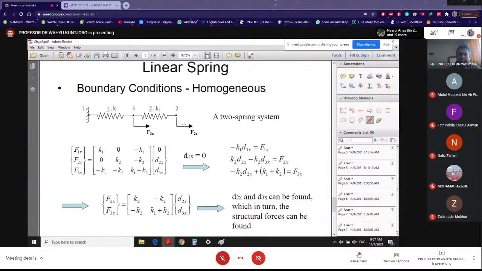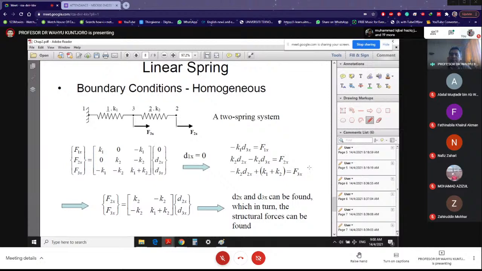Now, d2x, which is over here, and d3x, which is over here, we don't know. We do not know because those are variables. Okay? So we have three equations over here: equation 1, equation 2, and equation 3, but we cannot solve this. The reason is because mathematically, the matrix cannot be solved, if I may say so.